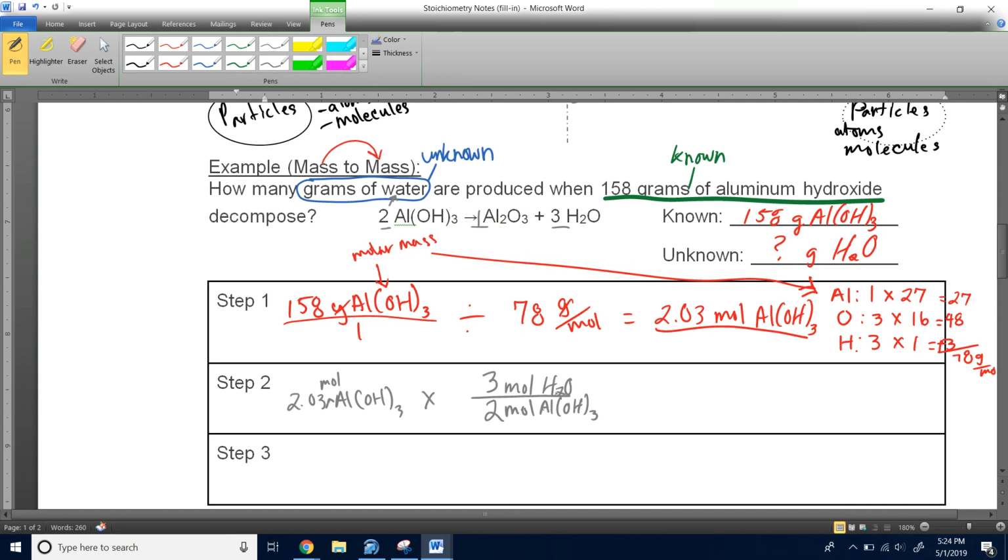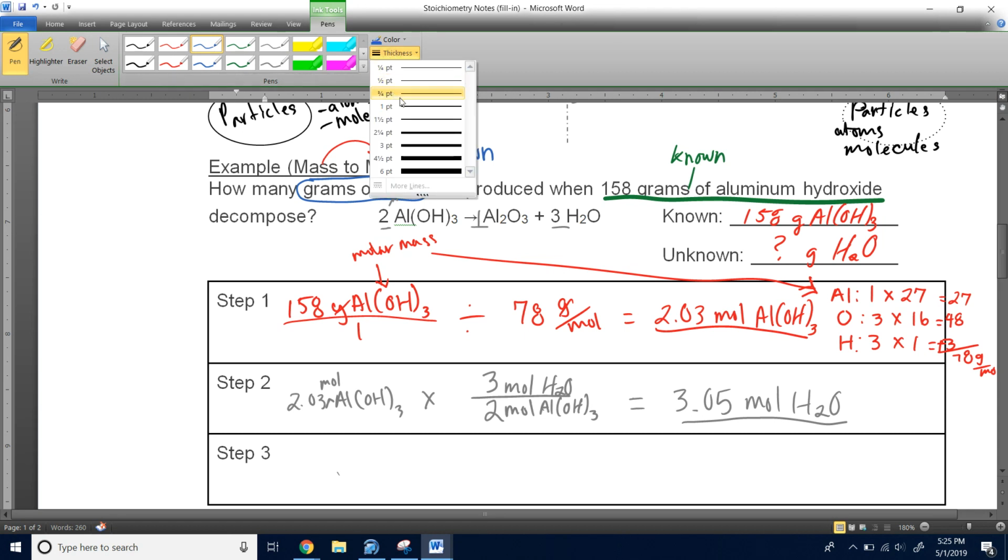Now the next step from here, we take all of these values, 2.03 times 3, and divide it by 2, and we plug that in our calculators. Okay, and then when we do that, we see that we get a value of 3.05 moles of water. Now again, we're going to be using this value in our next step. And this will be the very last step till we get our final answer.